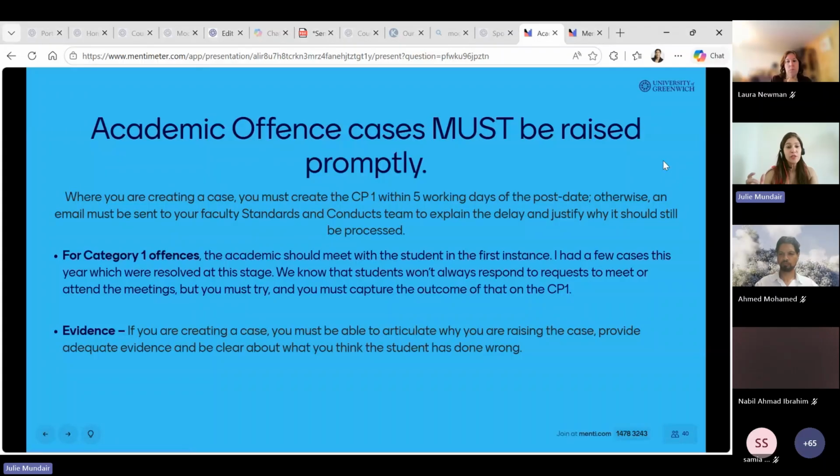And for category 1 offences, because this is the common one that we tend to see, this is where you will have a chance to meet up with the student to really understand whether you think that the student has not behaved properly or ethically. If it's serious, then it would take the investigation case to the next level, so it would go on to CP2 or CP3, and always capture your evidence.